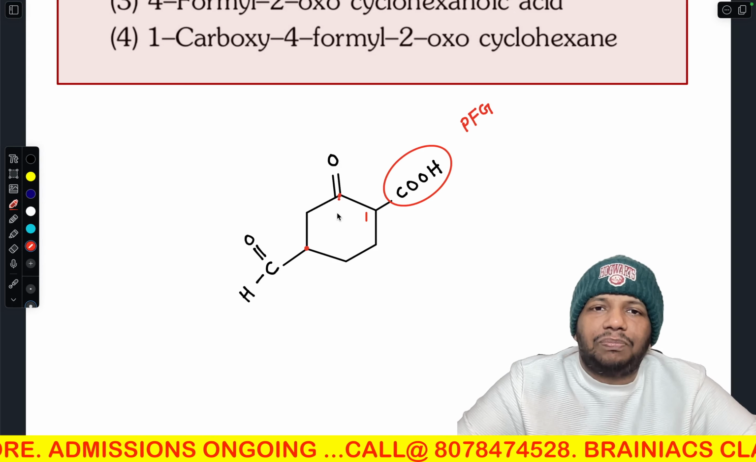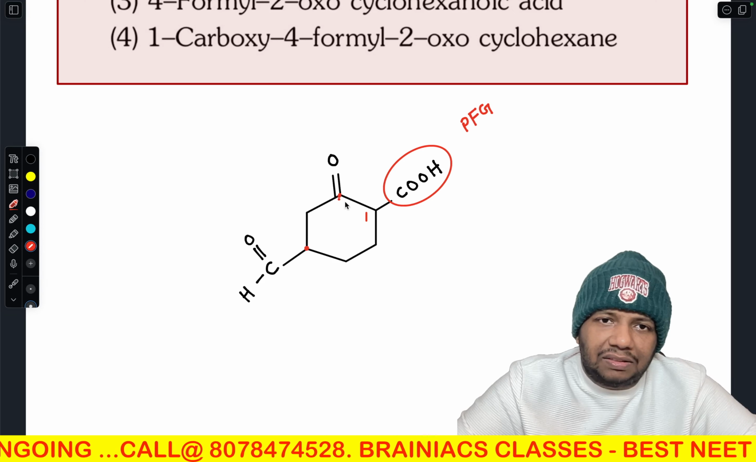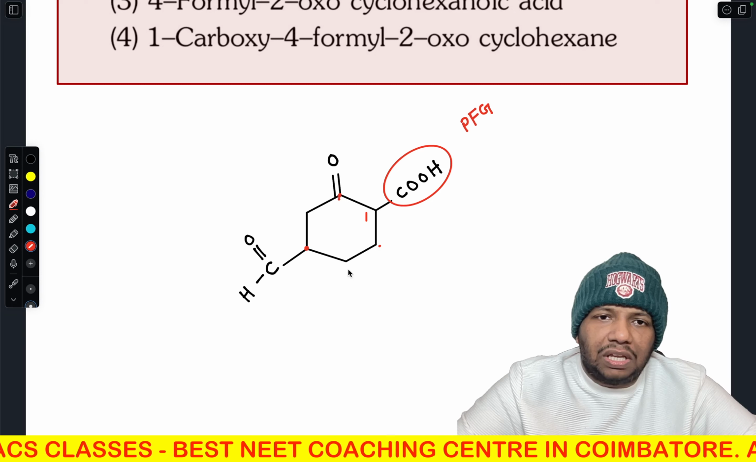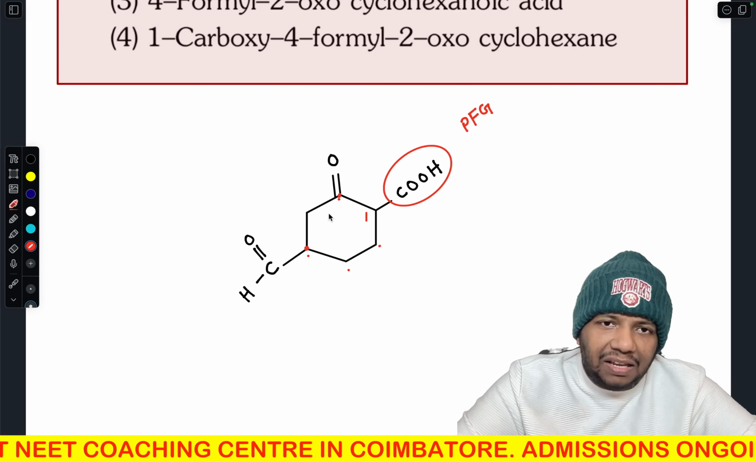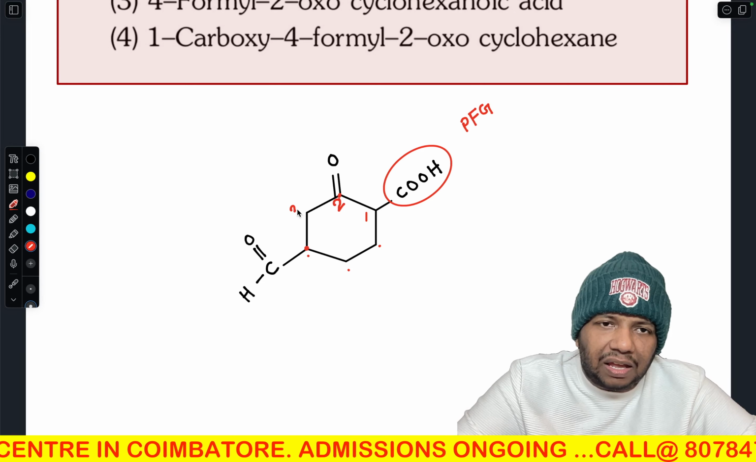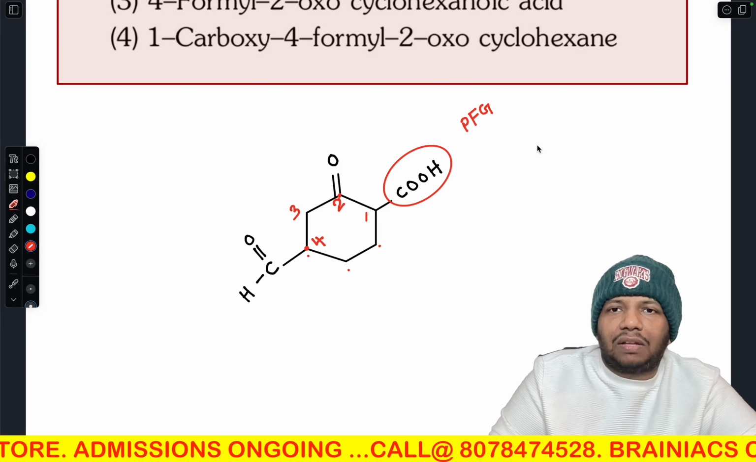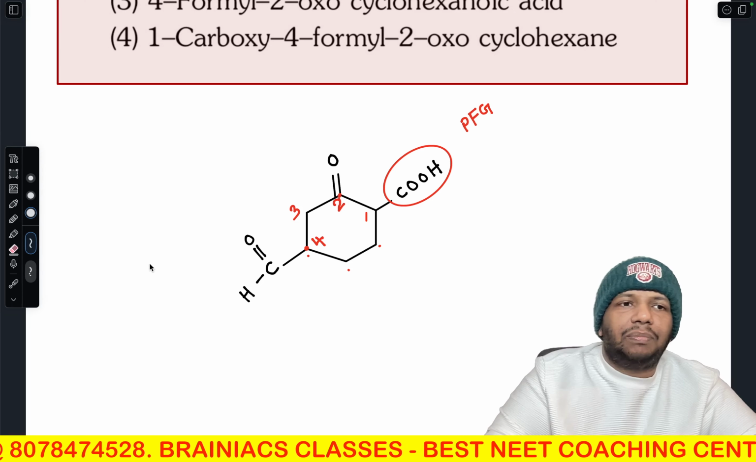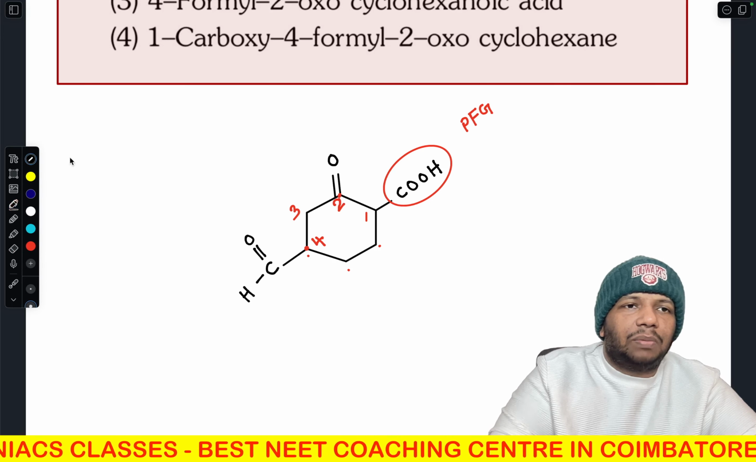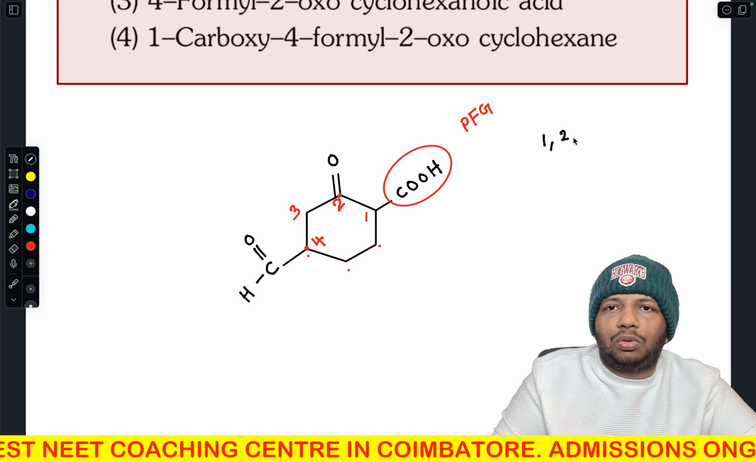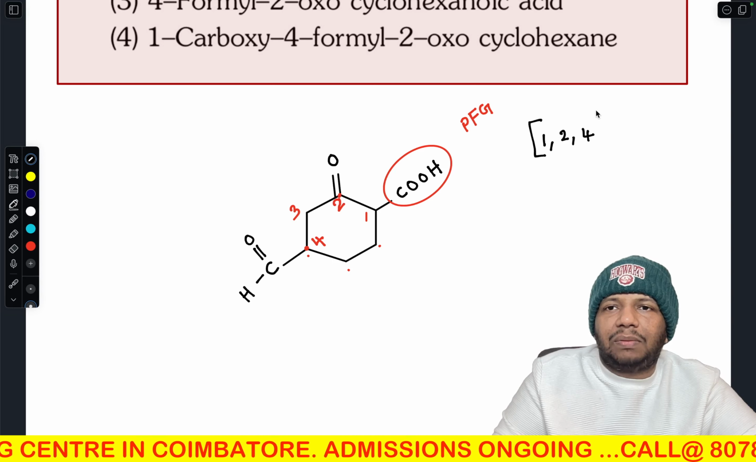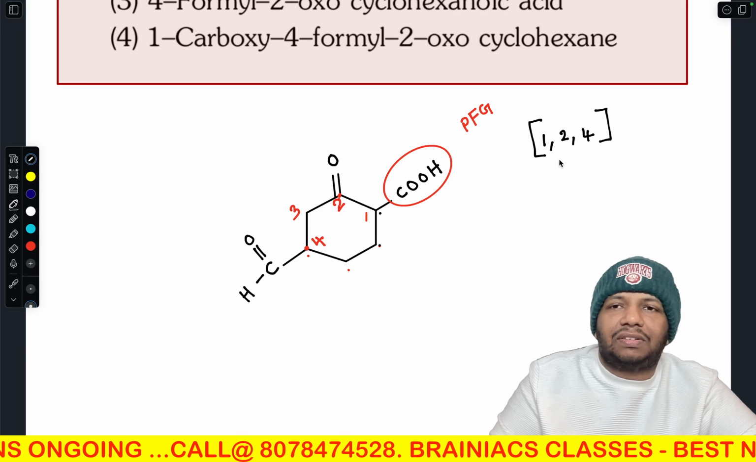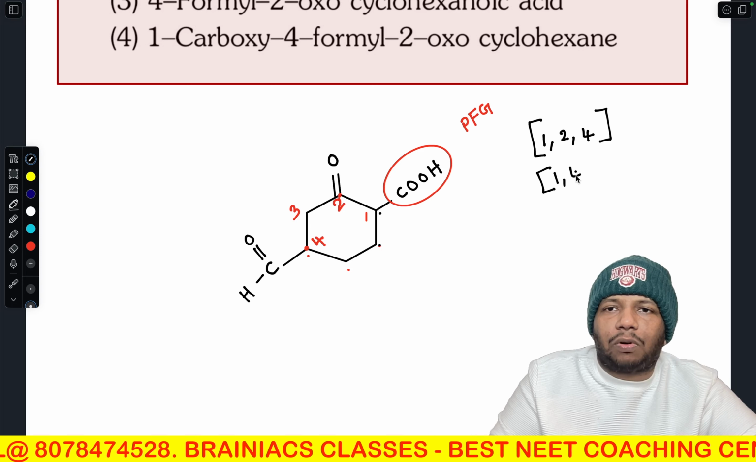So I have given 1 for this one. Now I can go either clockwise or anti-clockwise. If you go in the clockwise direction, you will put 2 here, 3 here, and 4 here. If you go anti-clockwise, you will get 2 here, 3 here, and 4 here. Now if you put the locants, you will get the locus as 1, 2, 4. But if you go the other way, this is 1, 2, 3, 4, 5, 6, so I can say this would be 1, 4, 6.